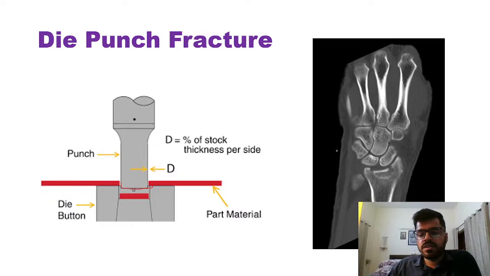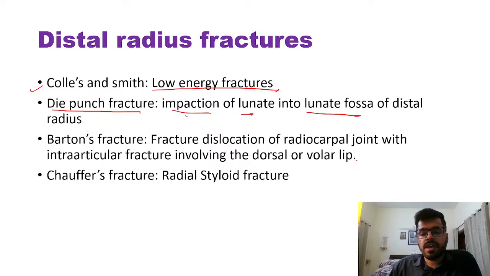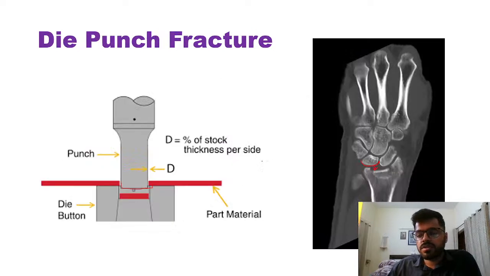Similarly, the lunate has punched a hole into the distal radius. This is the lunate fossa, this has impacted inside, so it is a die punch fracture.